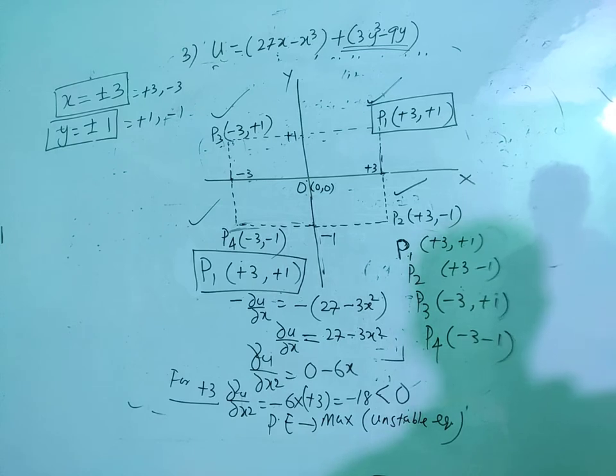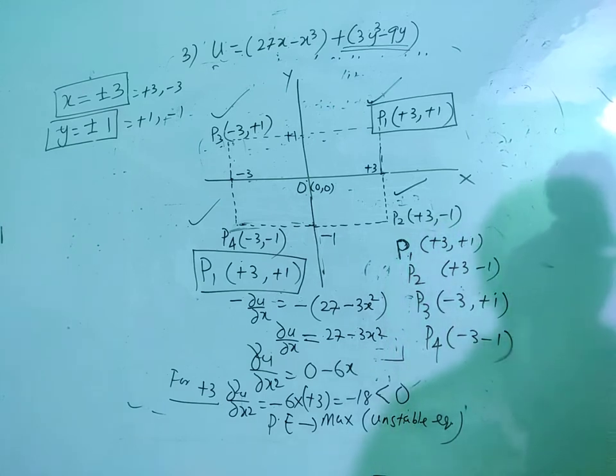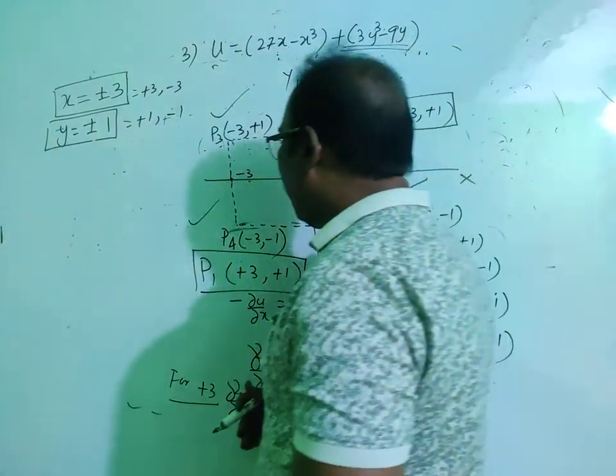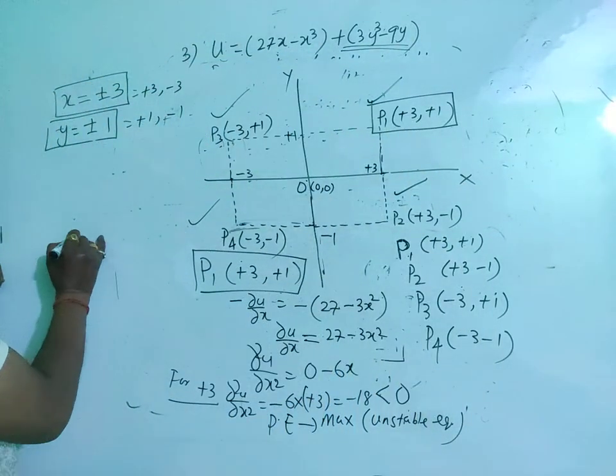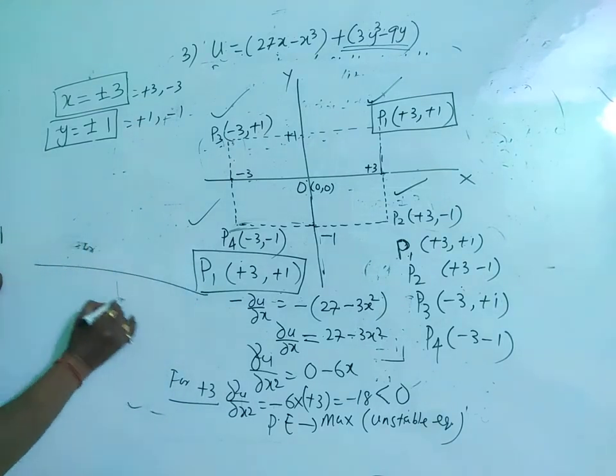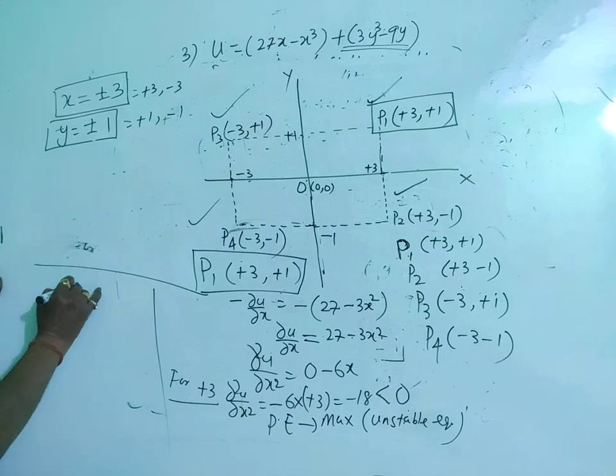We have taken plus 3, so d square u by dx square comes minus 18. So potential energy is maximum and the position is unstable equilibrium. Okay. Then another point. Point 1, we are continuing point 1, for minus 3.